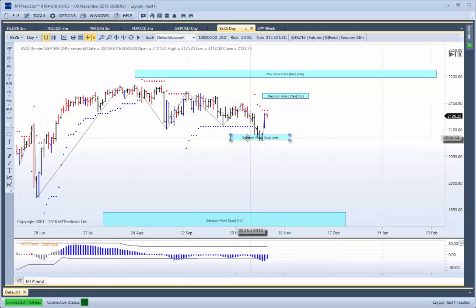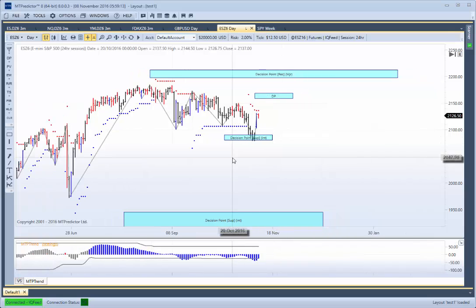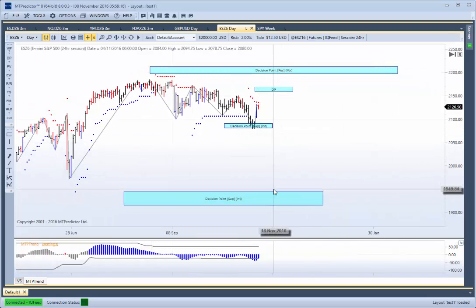Again, what I am looking for is if this DP area here fails, then the next area of support is right way down here at 1940 odd, down to 1916. This is the next area of support. So there could be a potential for a big drop.